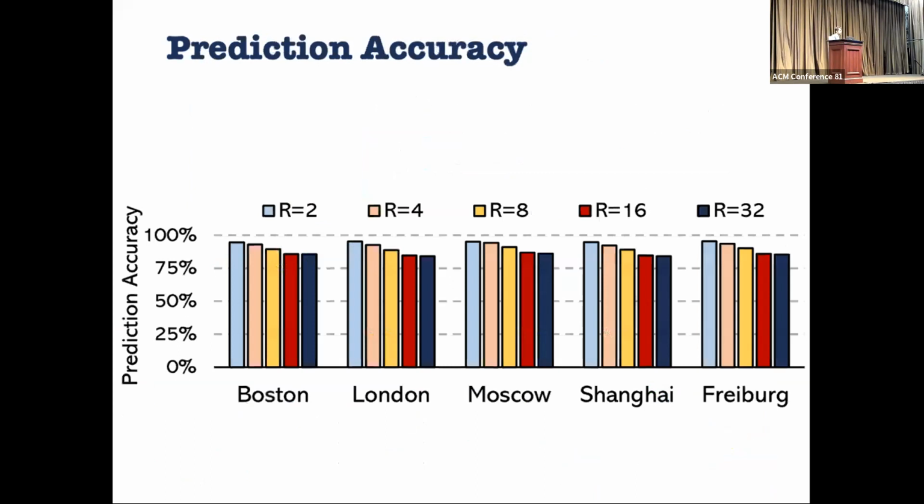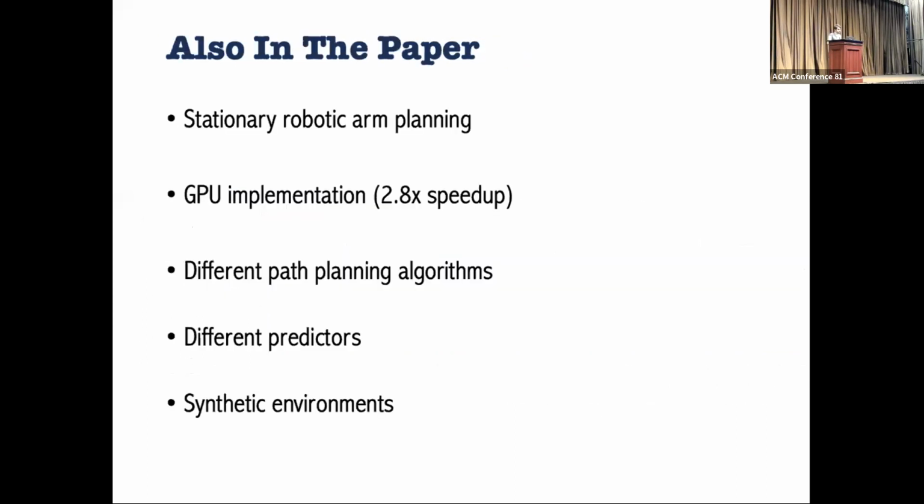These are our prediction accuracy numbers. R stands for run ahead. For example, R2 means that at every step we just predict the next node, and R32 means that we predict 31 nodes ahead. Increasing the run ahead means the predictor becomes more aggressive, so accuracy drops a little, but the worst case accuracy is still about 85%, substantiating our observation that paths are regular and predictable. You can find more in the paper.